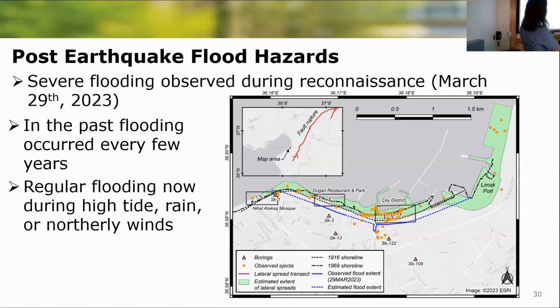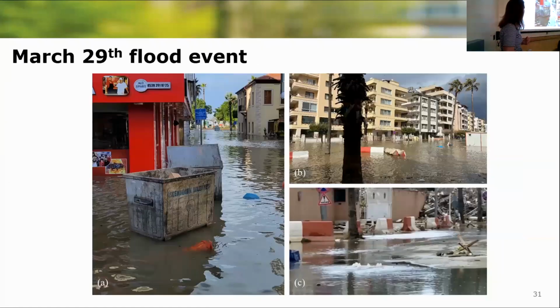So just a little bit inshore from the historic shoreline. And then some pictures of the flooding that we saw. So let's see. This building here is the first one that I showed. So flooding past those buildings into the next street in. This is the community center and the historic shoreline here. So flooding about 2 blocks into the city is what we observed on March 29th.